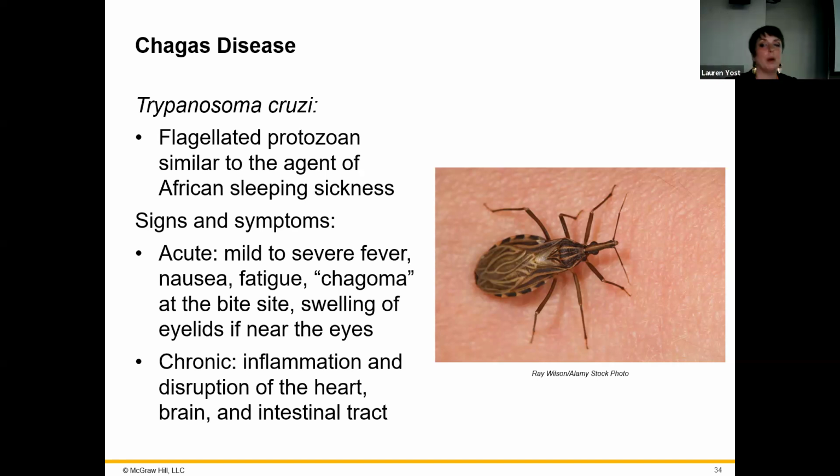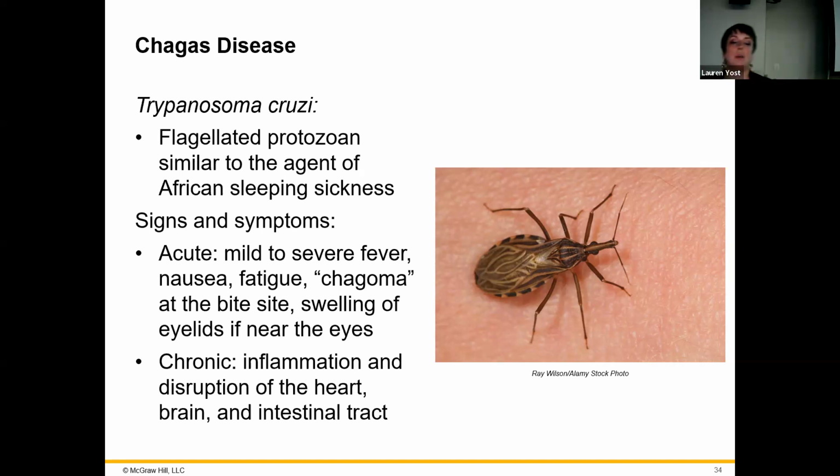This is Trypanosoma cruzi. And so signs and symptoms, acute version of the disease, you'll have severe fever, you'll have nausea and fatigue. And so you'll feel sick. You'll be real sick for a while. And you really usually typically are going to need treatment for this. It's not something you recover from usually naturally. And the Chagoma. Chagoma is the swelling near the bite site where the bug bit you.